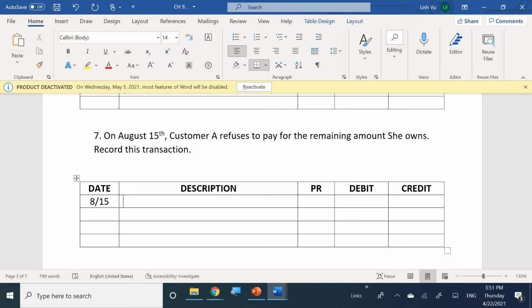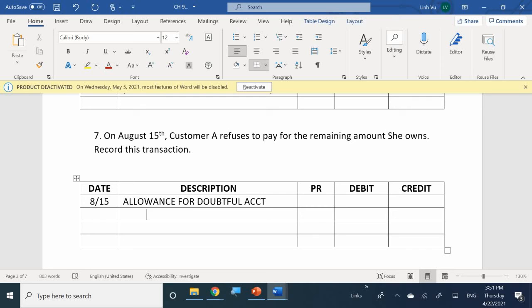Allowance. Okay, good. It's not doubtful allowance. You got the allowance part. Allowance for doubtful accounts. There you go. Good job. You got it. It's in my head, but yeah. So, allowance for doubtful accounts.